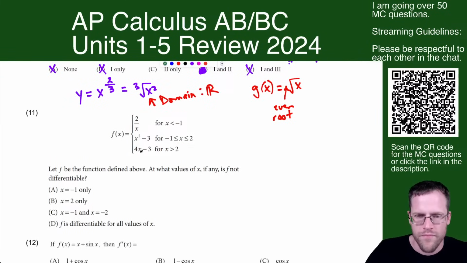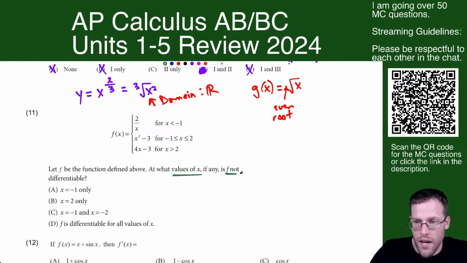All right, so let's see. The function f is defined above. At what values of x, if any, is f not differentiable? Ooh. Oh, this is going to be tiring. Okay. So 2 over x, let's just see.